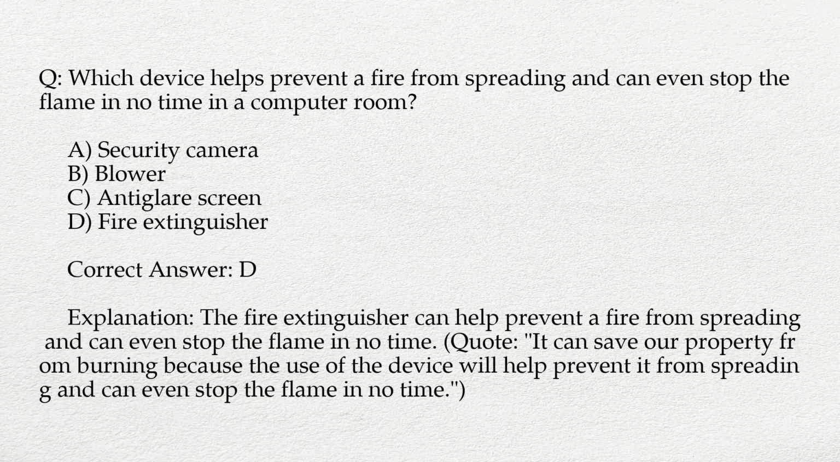Q. Which device helps prevent a fire from spreading and can even stop the flame in no time in a computer room? A. Security camera. B. Blower. C. Anti-glare screen. D. Fire extinguisher. Correct answer, D. Explanation. The fire extinguisher can help prevent a fire from spreading and can even stop the flame in no time. It can save our property from burning because the use of the device will help prevent it from spreading.